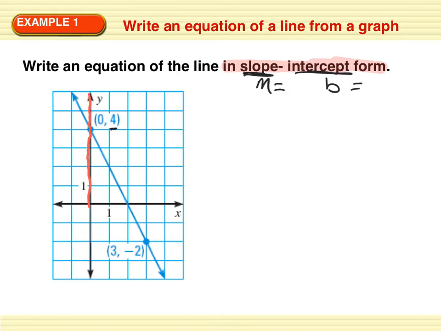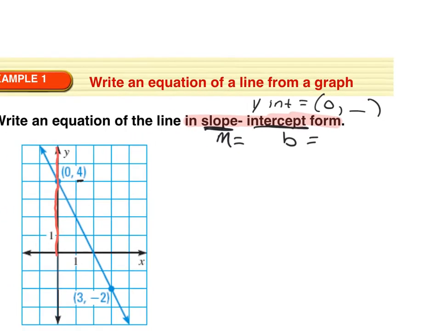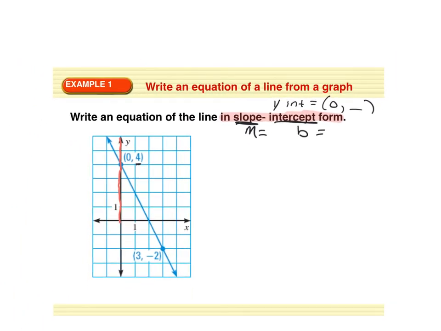4, because the y-intercept will always be 0 something. I don't know what the other digit is. It's always going to be 0 something, because if it's on the y-axis, that means it didn't go any direction to the left, it didn't go any direction to the right. Its first coordinate is going to be 0. So it's 0 something, and that something that we're looking for is 4.